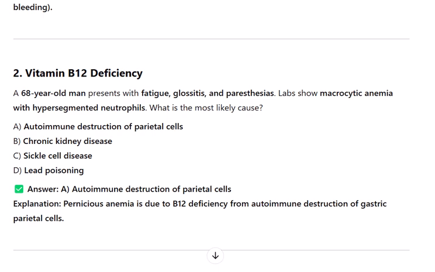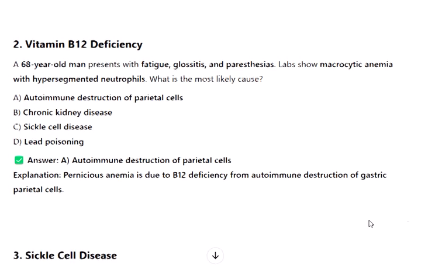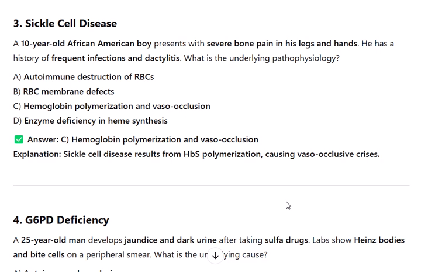3. Sickle cell disease. A 10-year-old African-American boy presents with severe bone pain in his legs and hands. He has a history of frequent infections and dactylitis. What is the underlying pathophysiology? A. Autoimmune destruction of RBCs. B. RBC membrane defects. C. Hemoglobin polymerization and vasoocclusion. D. Enzyme deficiency in heme synthesis. Answer C. Hemoglobin polymerization and vasoocclusion. Explanation: sickle cell disease results from HbS polymerization, causing vasoocclusive crises.